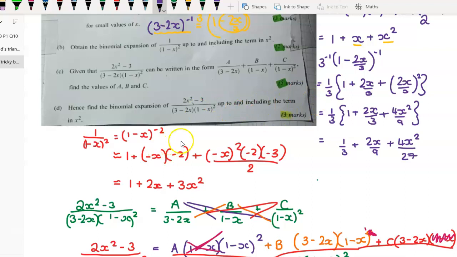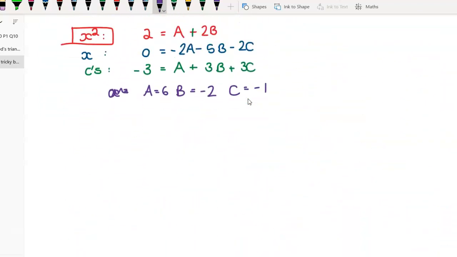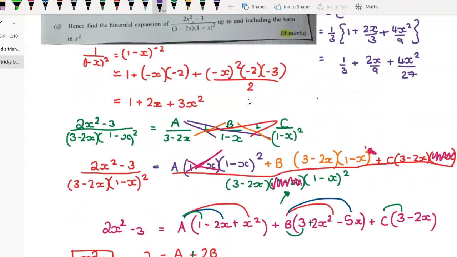Hence, find the binomial expansion of this up to and including the term in x squared. So if you compare part C with part D, what we're really doing is finding the binomial expansion of this A plus B plus C over all that there. So, okay, we have our A, let's go back and write this properly.